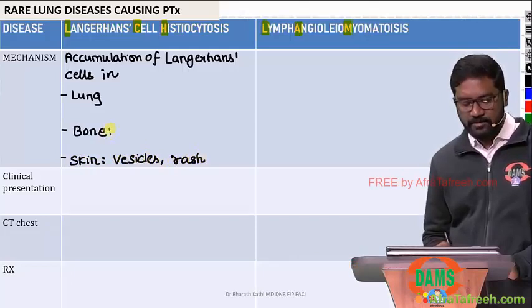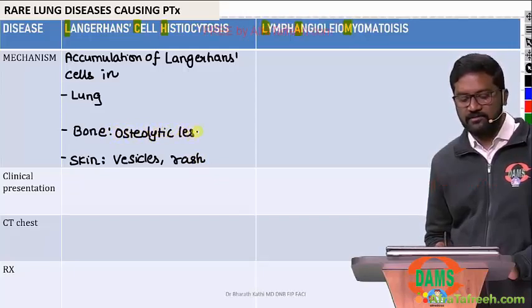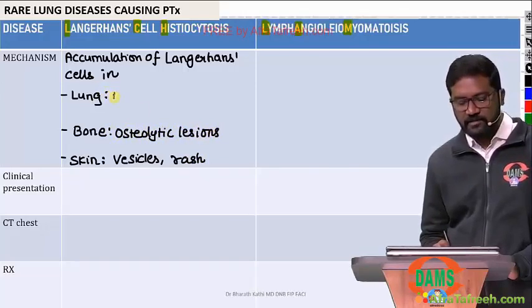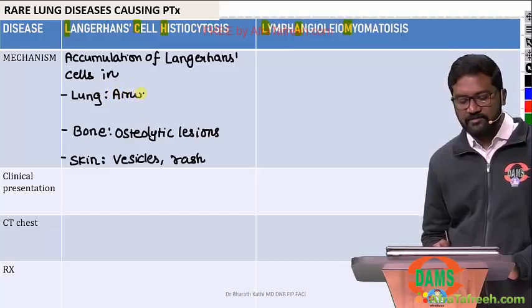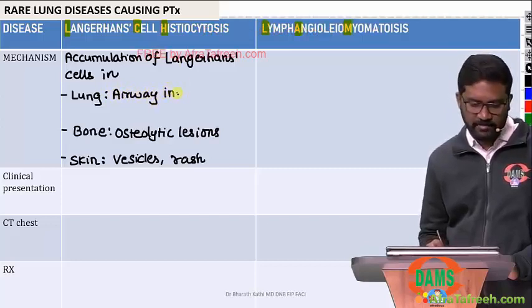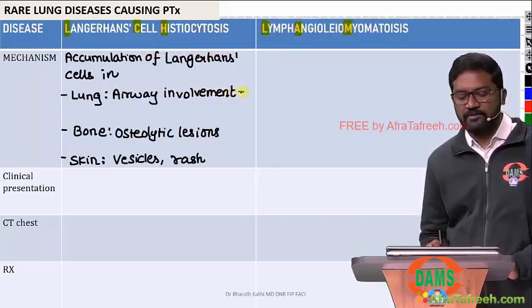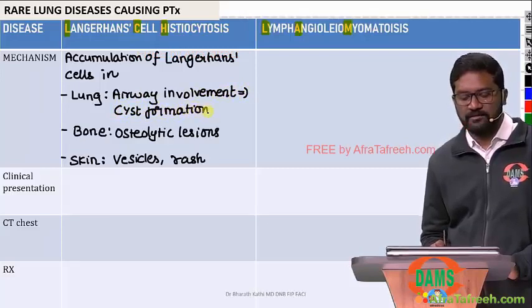Within the bone, one can notice osteolytic lesions. And in the lung, these cells will damage the airway. Once they accumulate in the airway, they can damage the airway and can be responsible for abnormal air-filled areas. This abnormal air-filled area is called a cyst.